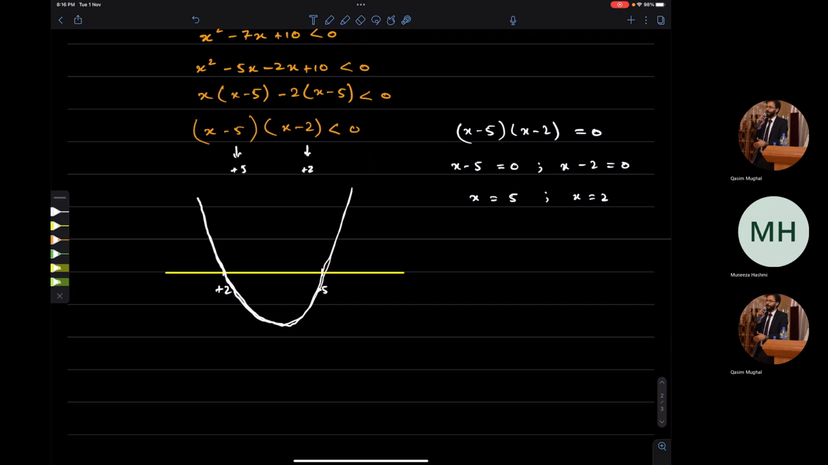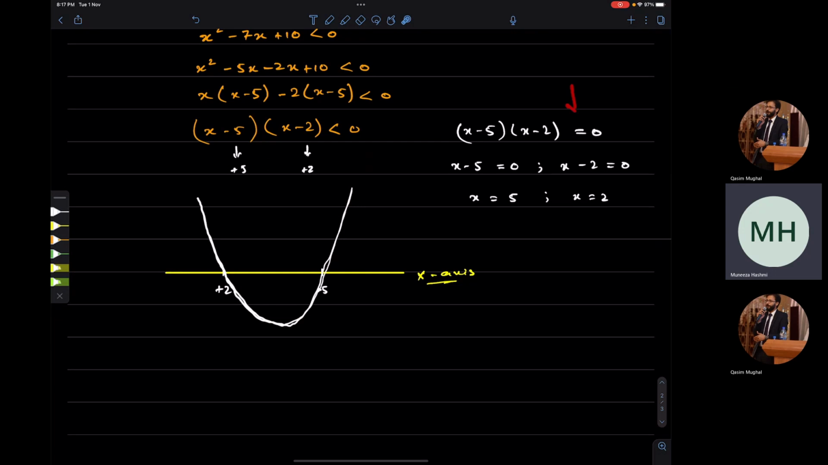When you say that it is equal to 0, it means y is 0. So y is 0 on the x-axis, which is basically a yellow line here. Then you tell the answer as the intersection points of the x-axis and the quadratic graph, and you say that the solution is 2 and 5. Got it? Is this point clear?